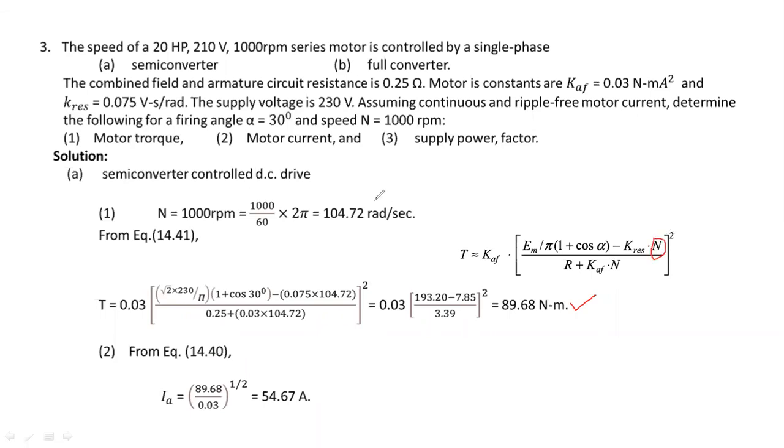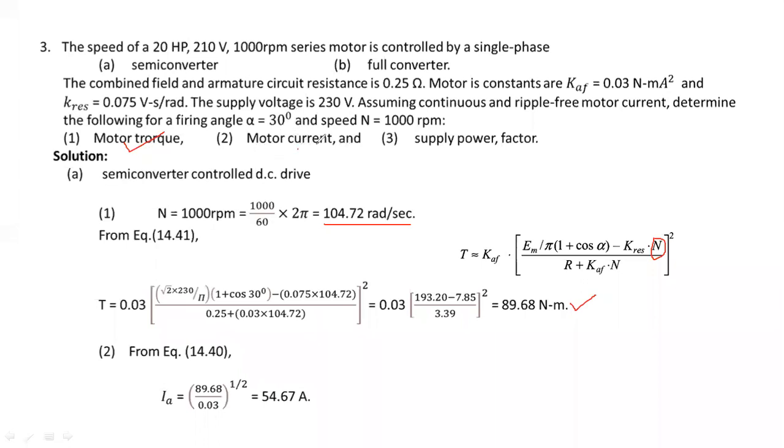Because the speed is given in RPM, we need to convert the speed into omega, which means radians per second. We only have to do the speed conversion, substitute all those values and get the torque value, which is 89.68 Newton meter. So now we got the motor torque for the semi-controlled converter. And next, we need to calculate the motor current.